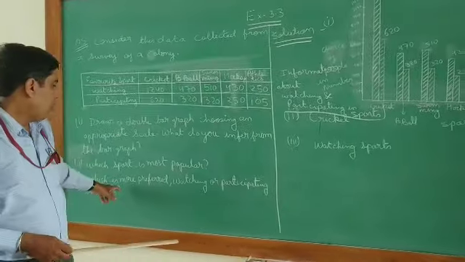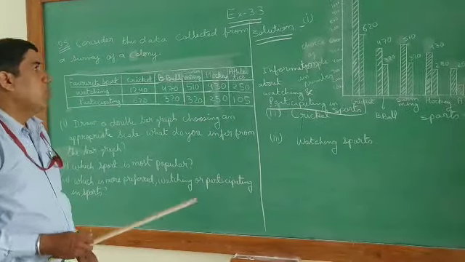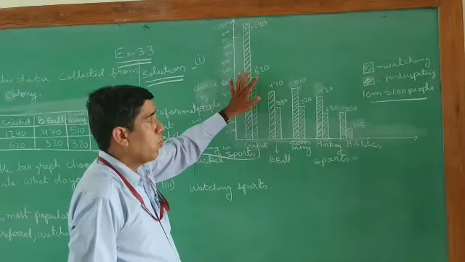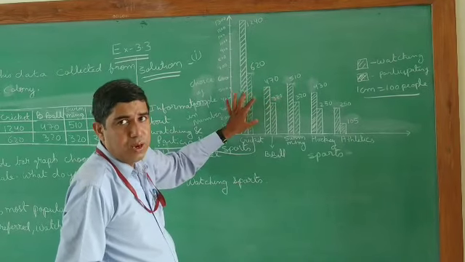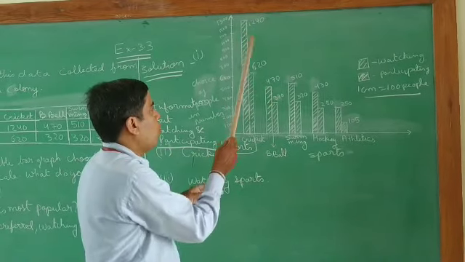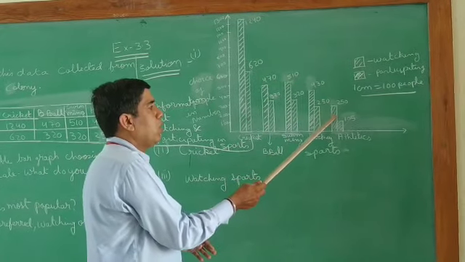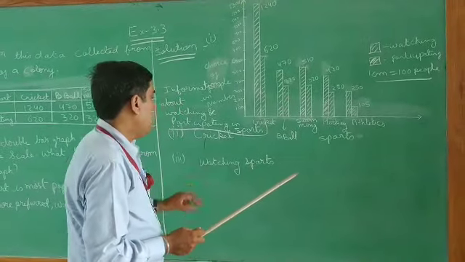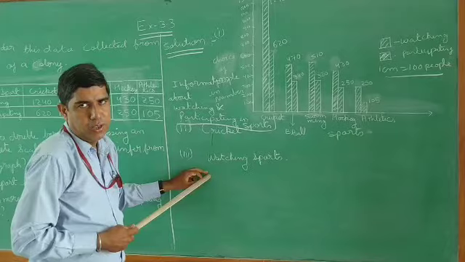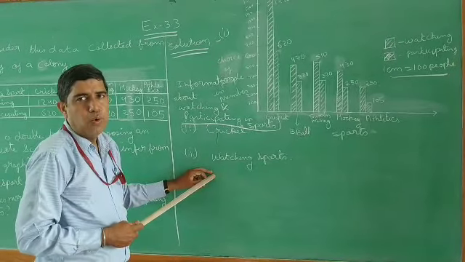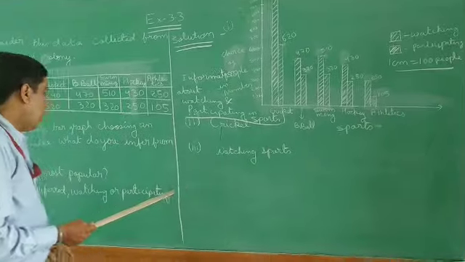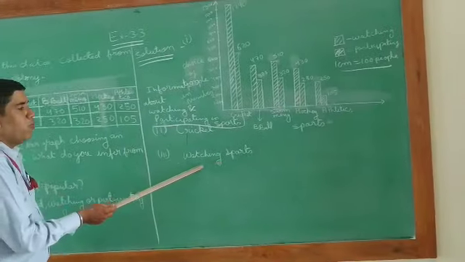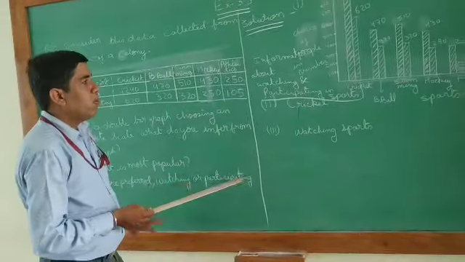Now, which is more preferred, watching or participating in sports? So you can see they are comparing these two. If you count all the bars and compare the total count, 1240 plus 470 plus 510, you can see all white bars are big and all green bars are small. So watching sports is mostly preferred. This is the answer. So watching sports is more preferred. This much only is the question.